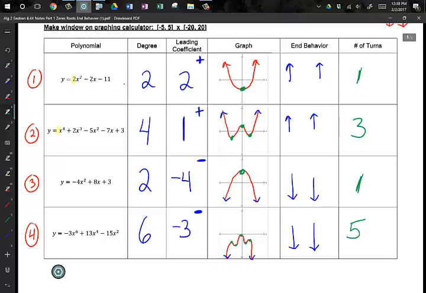Negative. They start down. Negatives. They start down and they end down. Great correlation. Well done.